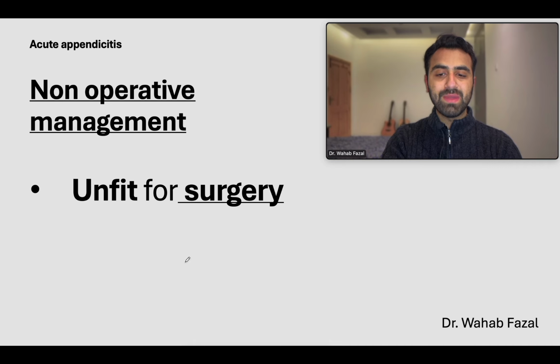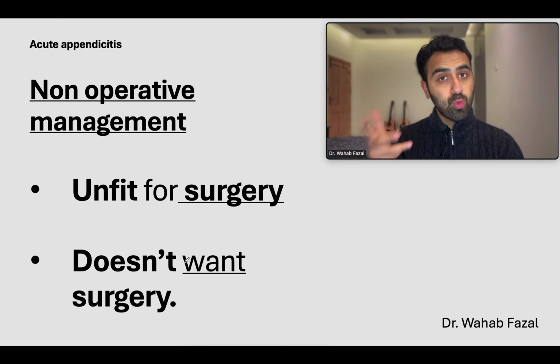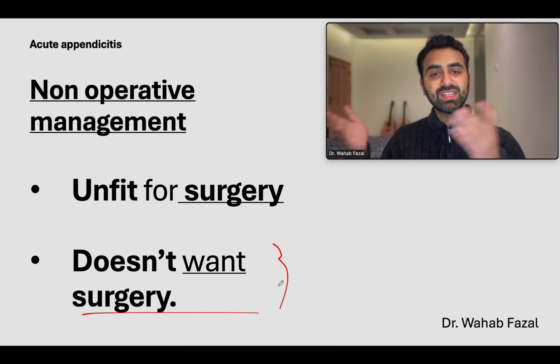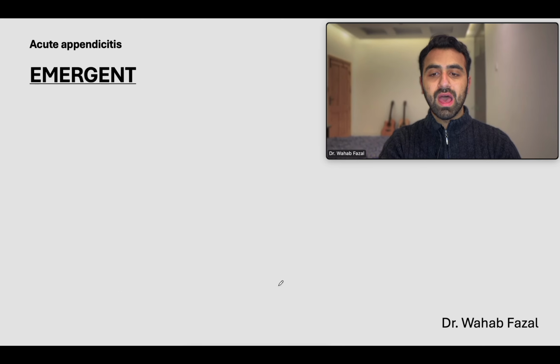So for non-operative management, who else do you consider? People who are unfit for surgery. You go for non-operative management. Who else? People who don't want surgery. So there is now this new movement so that you can manage appendicitis with just broad spectrum antibiotics. People who don't want surgery can talk to their surgeon and the surgeon can just prescribe them antibiotics and maybe they can go home. But right now, the gold standard for acute uncomplicated appendicitis is operative laparoscopic appendectomy within 24 hours.